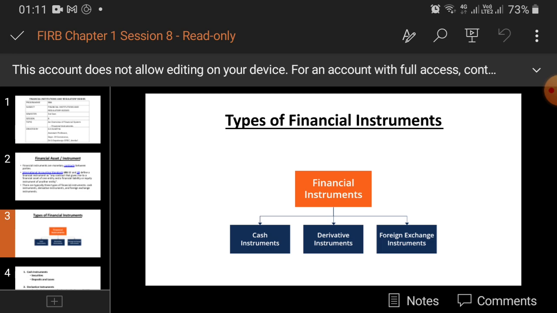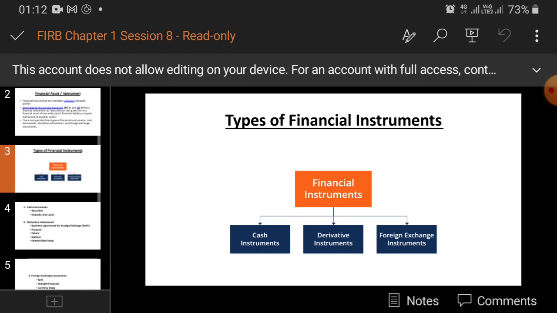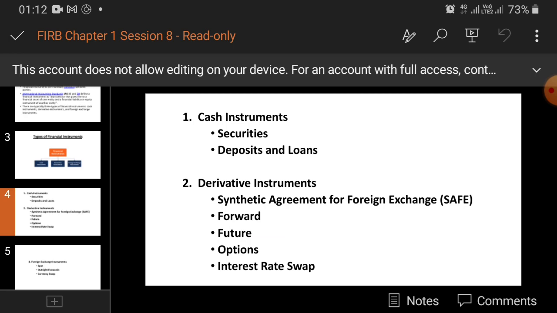Coming to them in detail. The cash instruments represent securities and deposits and loans. Whereas the derivative instruments represent the synthetic agreement for foreign exchange, which is abbreviated as SAFE, forwards, future, options, and interest rate swap.